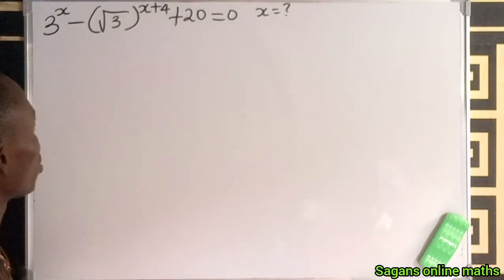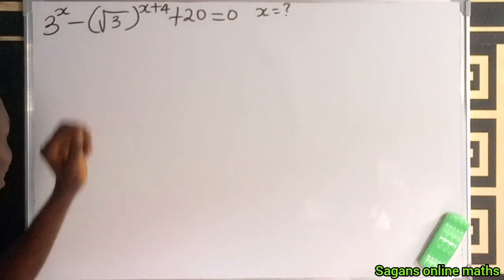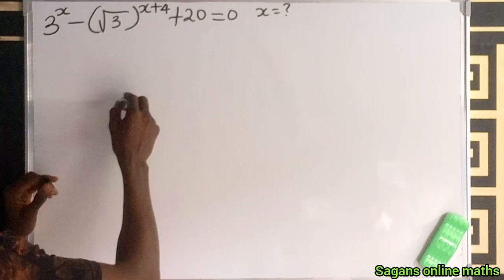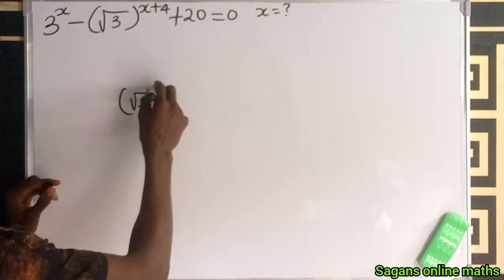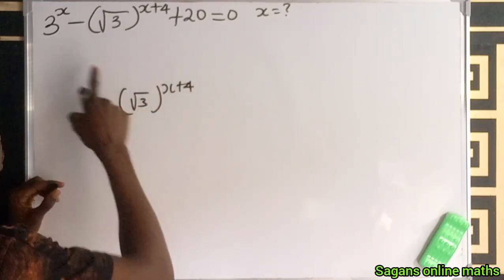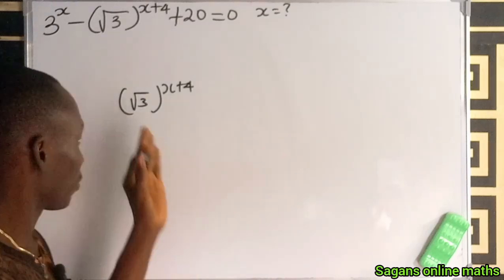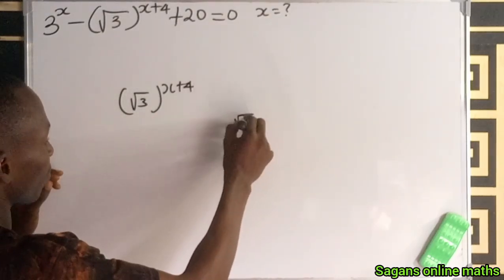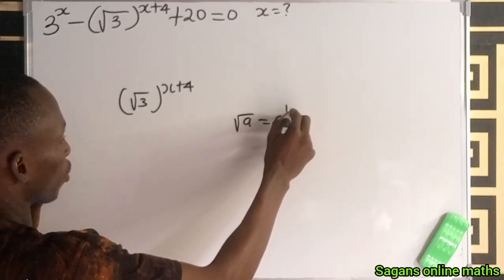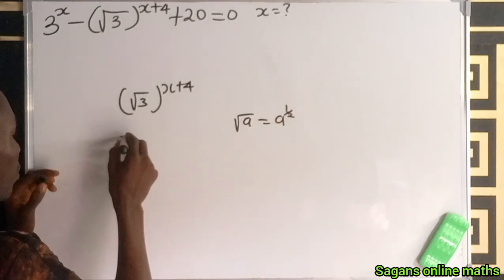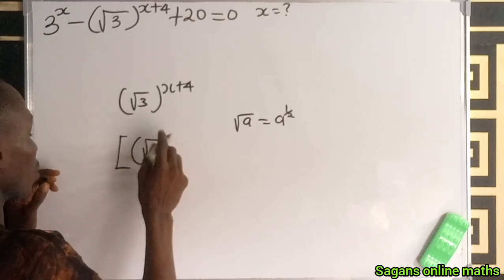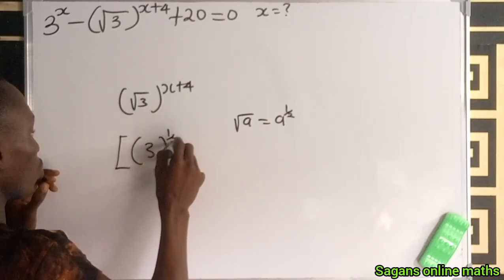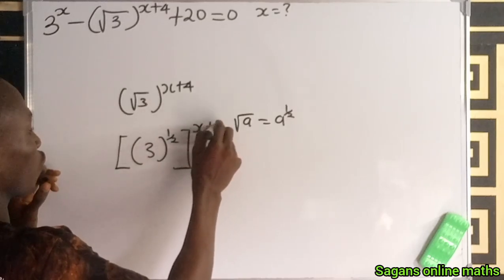Now look at what you are going to do. Now let's consider root 3. We can simplify root 3 to the lowest term, right? So look at root 3 all to the power of x plus 4. Let's ignore the minus sign first. Okay, let's simplify this. Now we know that by the properties of indices, root a is equal to a to the power 1 over 2. So we can write this as (root 3) to the power of x plus 4, which is (3 to the power of 1 over 2) all to the power of x plus 4.